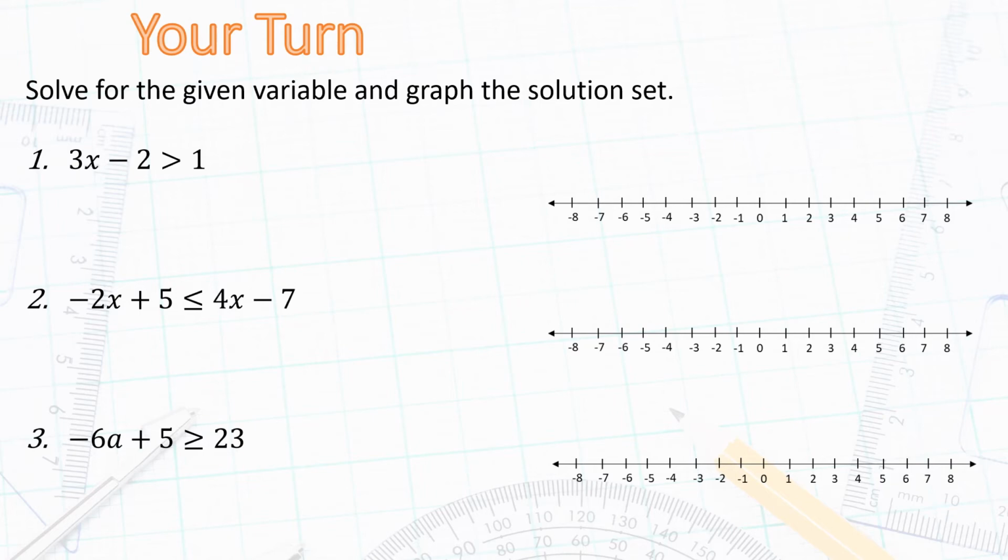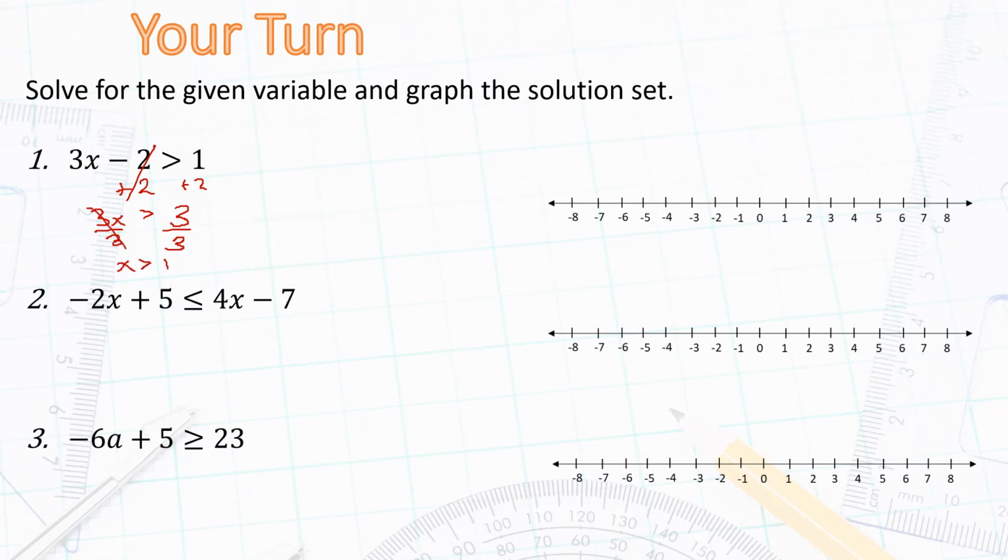Okay, so first one, 3x minus 2 is greater than 1. We want to get x on its own. Addition and subtraction go first, so we're going to add 2 to both sides. 3x is greater than 3. Divide by 3 on both sides, x is greater than 1.